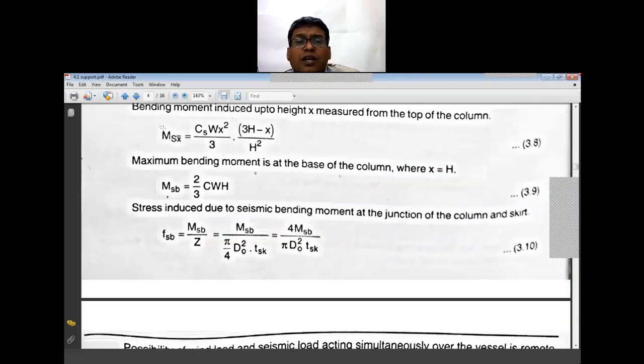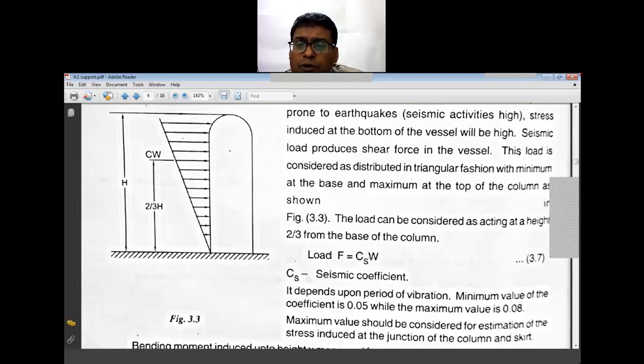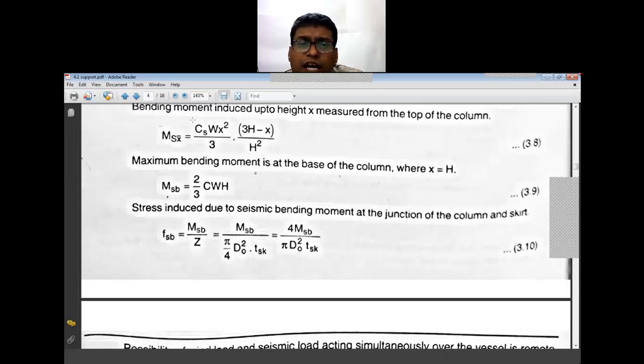The next is the bending moment induced up to the height x, measured from the top of the column. So the bending moment because of the seismic load, that is nothing but Ms, at a distance x, which is equal to CS into W. CS into W is the total weight, and that becomes your F. This is F into x upon 3 into bracket 3h minus x upon h square.